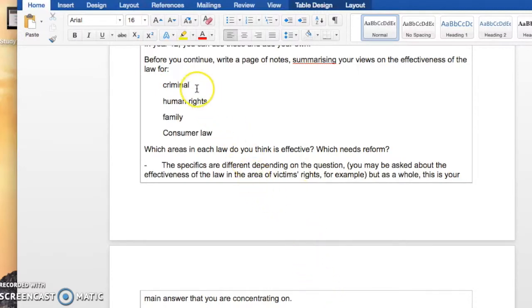So the difficulty may be that the essay question in criminal law is asking you specifically about victims' rights, or it's asking you specifically about judges' discretion, or whatever. Then it's being really specific, but it's going to be the same thing. Do you think that the law is effective? Why or why not? It's the same question, it just might be on a specific thing.